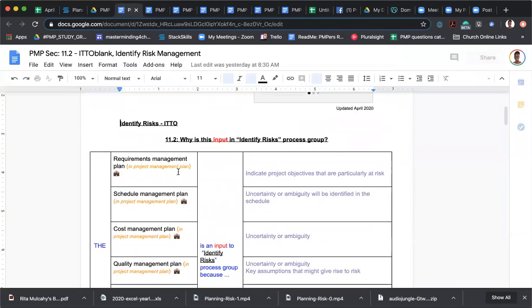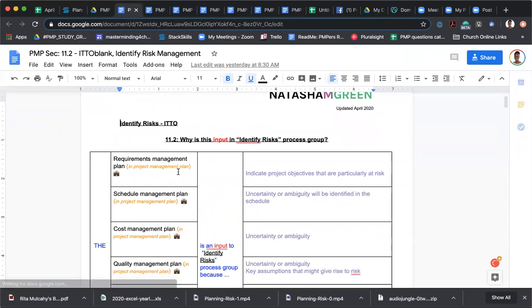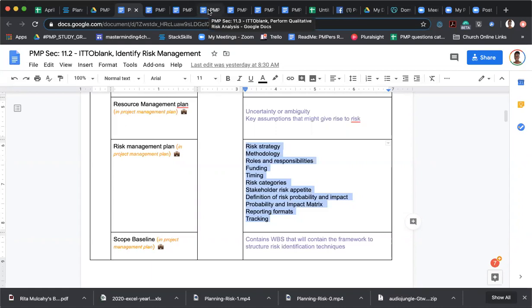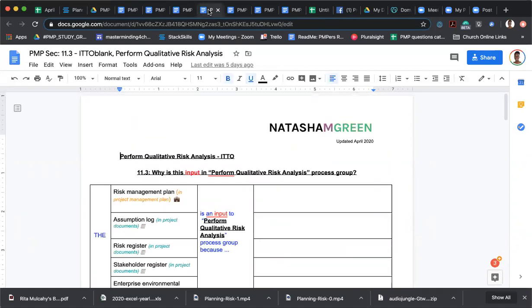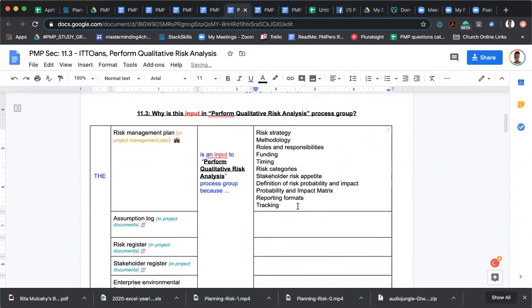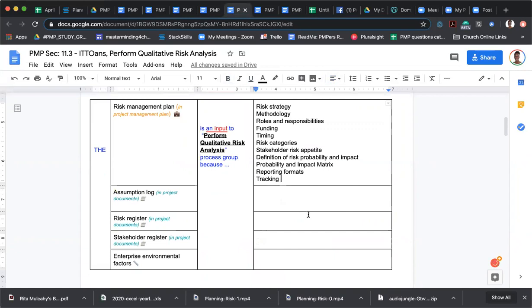Okay, so we knew that the requirements management plan was a part of this. So identifying risk with the risk management plan, we know we get the risk strategy, methodology, roles and responsibility, funding, timing, risk categories, stakeholder risk appetite, definition of risk probability and impact matrix, report formats, and tracking. That's all the stuff we get as it relates to having the risk management plan. That's why it's an input, because of all this stuff we get in.